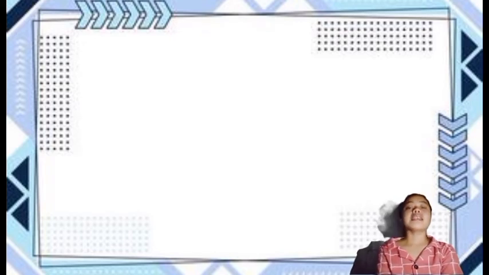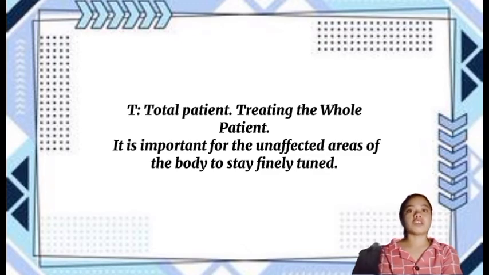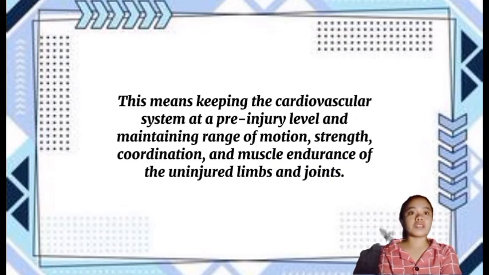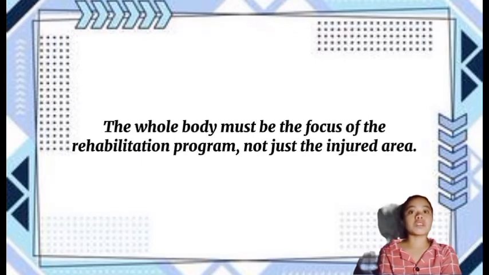The last one, T stands for total patient. Treating the whole patient, it is important for the unaffected areas of the body to stay fine-tuned. This means keeping the cardiovascular system at a pre-injury level and maintaining range of motion, strength, coordination, and muscle endurance of the uninjured limbs and joints. The whole body must be the focus of the rehabilitation program, not just the injured area.